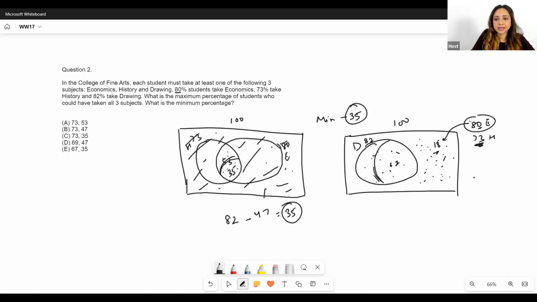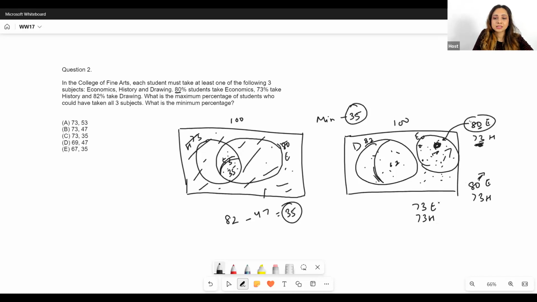So, what do we do instead? Now, think about it. I have 80 economics and I have 73 history. So, there are 18 people outside. There are 7 tickets extra that I have in economics. I give those 7 away to 7 of the people over here. I've given these 7 people the economics tickets, right? I want to maximize the overlap. So now I have 73 economics and I have 73 history, right?